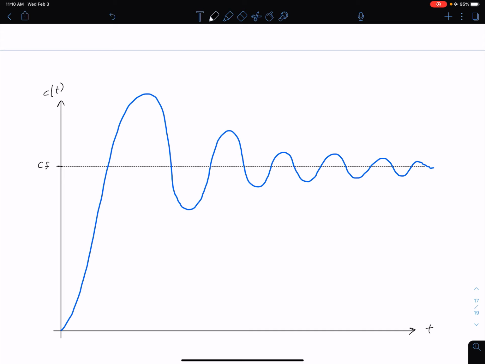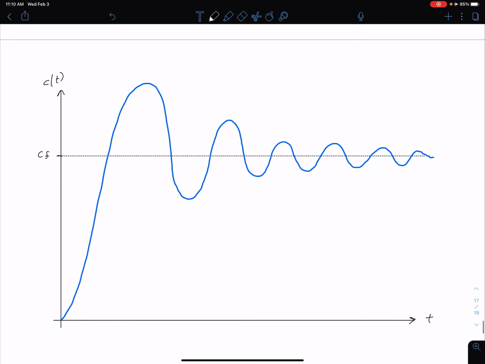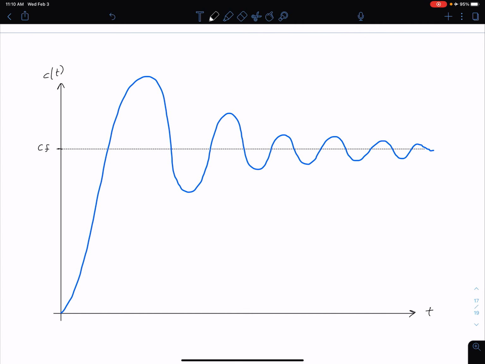Now looking at this, we can think about several parameters that we could use to define performance. I'm going to list them here, and then we're going to come back and define them in later videos. The first one to talk about is our peak time, which is how much time it takes us to get to this peak here. Another important parameter is our percent overshoot. As the name suggests, it quantifies how much we go over our desired final value with that first oscillation.